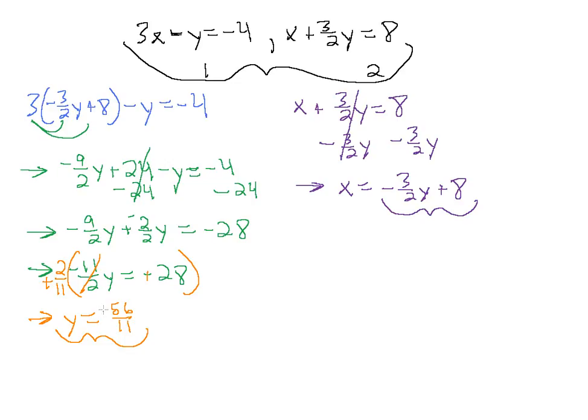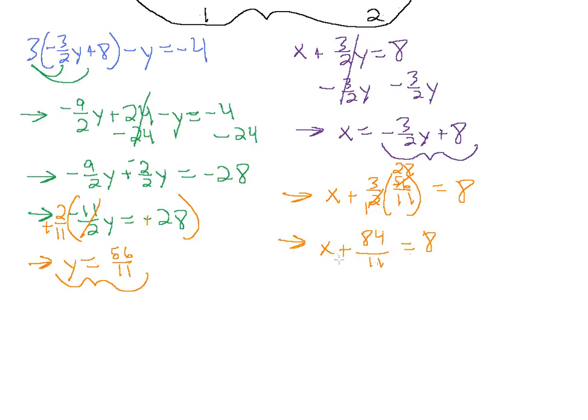And since we have that, we can plug it into one of our equations. Doesn't matter which one, and we can solve for our other variable, x. Let's go ahead and plug it into equation 2, since this one's fairly simple. So we have x plus 3 over 2 times y, which is 56 over 11, equals 8. We can simplify in this step, factor out a factor of 2 from both of those numbers. So we have x plus 3 times 28 is 84 over 11 equals 8.